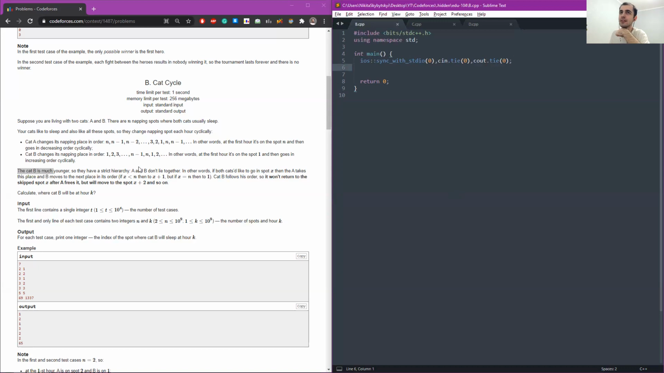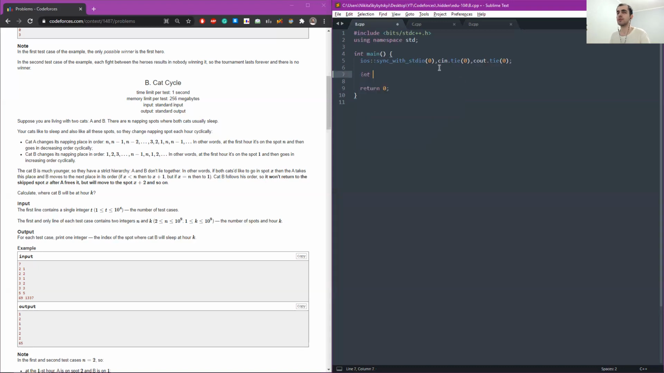If they don't lie together, it means that B skips, I suppose. Yeah, B skips. Where cat B will be at hour k.